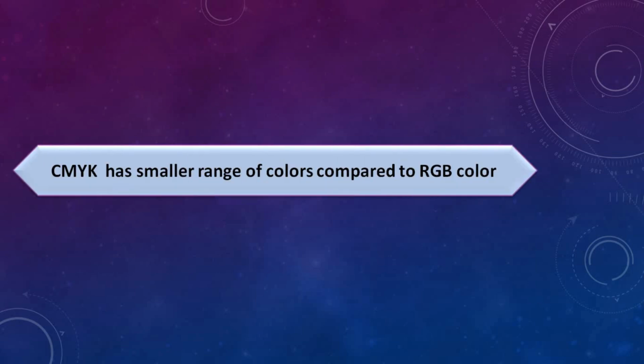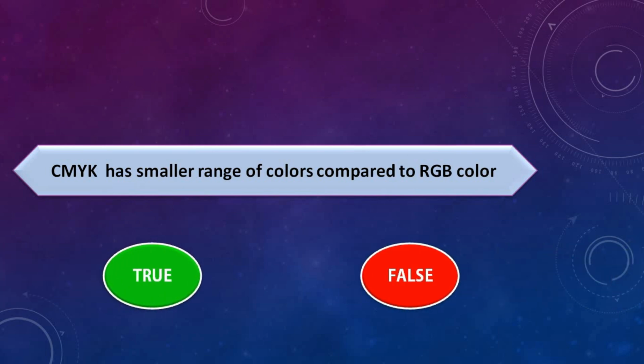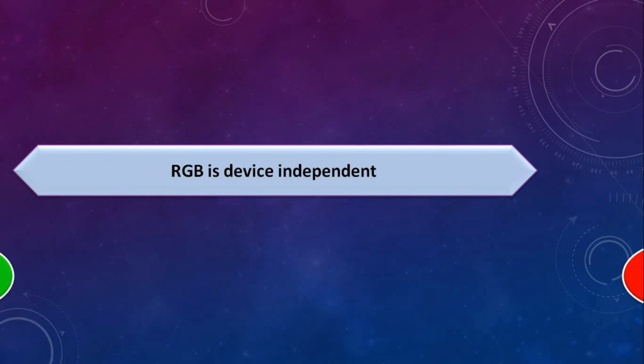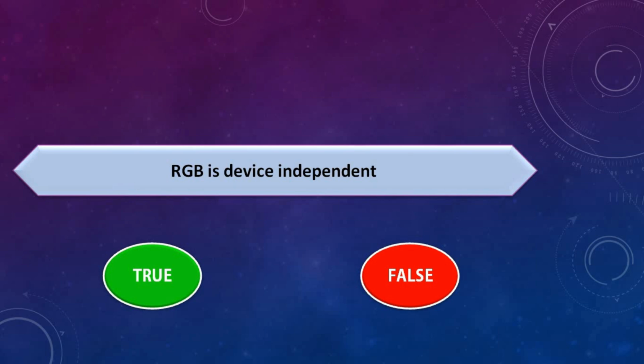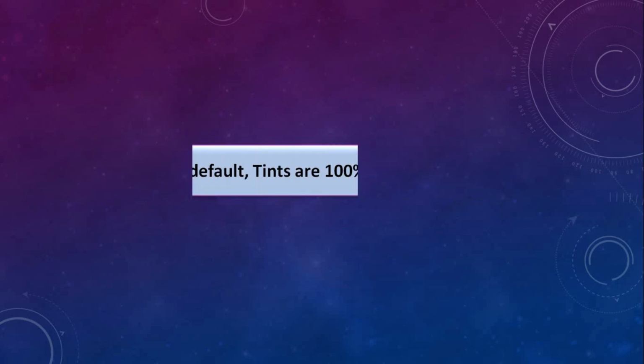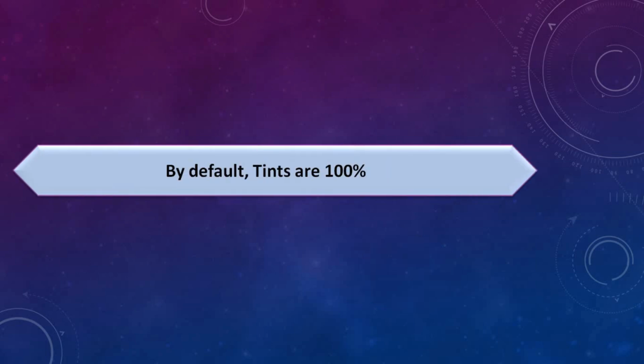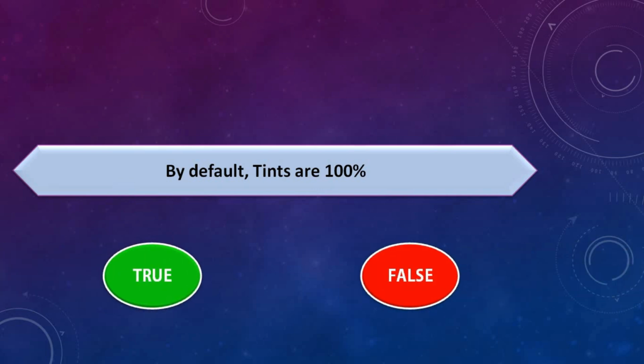CMYK has smaller range of colors compared to RGB colors. True or false? The answer is true. CMYK has small range of colors when compared to other colors. RGB is device independent. True or false? The answer is false. RGB is device dependent. By default, tints are 100%. True or false? Yes, the answer is true. By default, the tints are 100%.